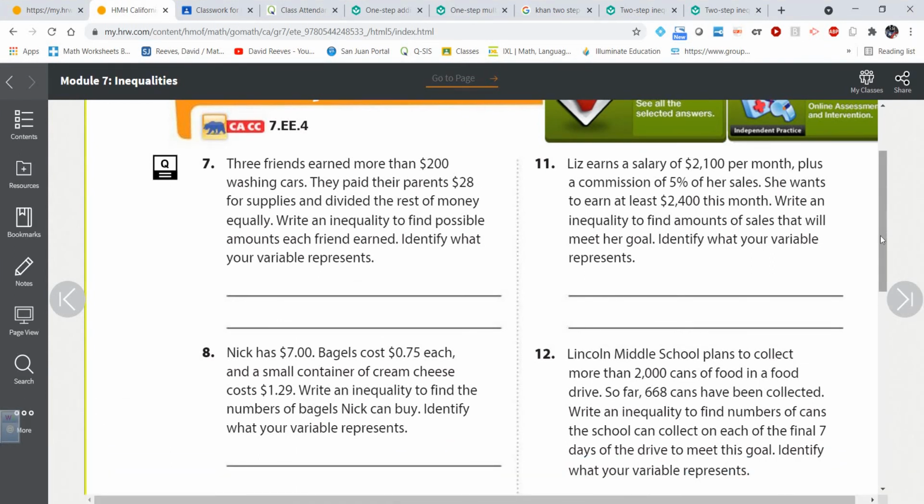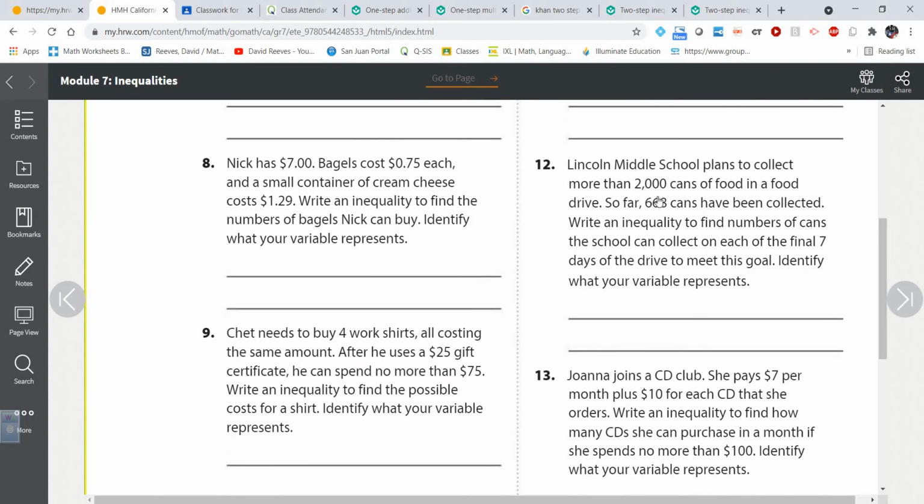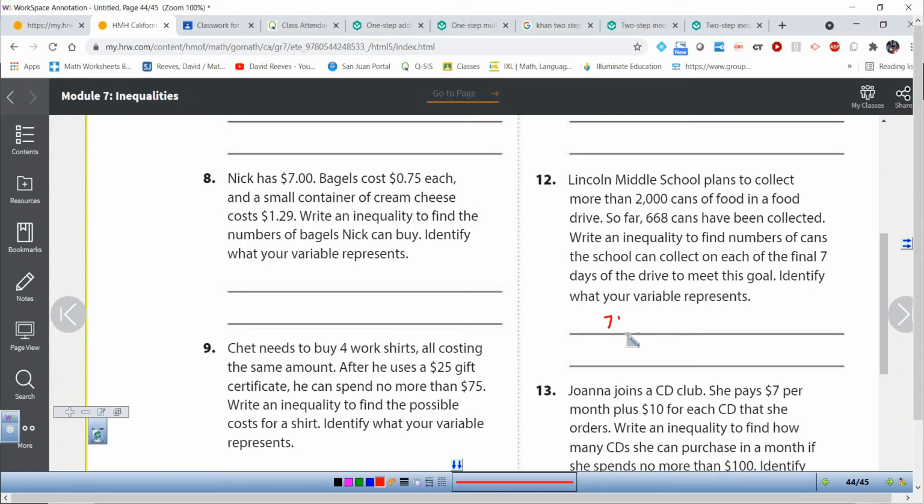All right, let's look at another problem right here. How about number 12? Lincoln Middle School plans to collect more than 2,000 cans of food in a food drive. So far, 668 cans have been collected. Write an inequality to find the number of cans the school can collect on each of the 7 final days. Okay, so they have 7 days, right? And those 7 days, they need a certain amount, but they already have how much?